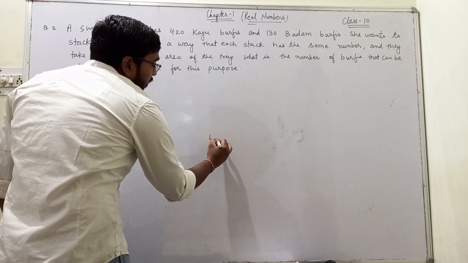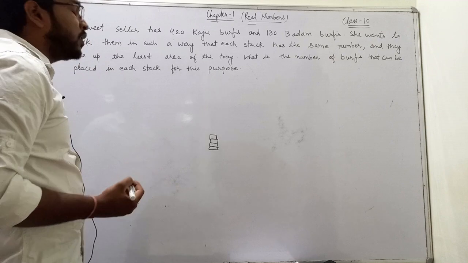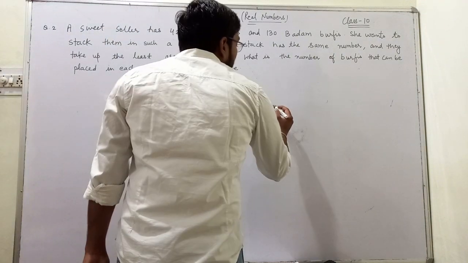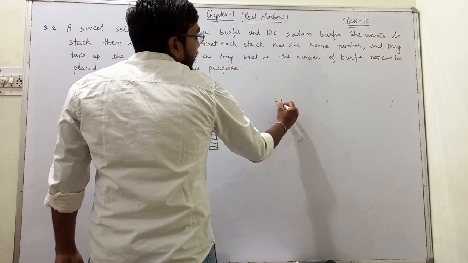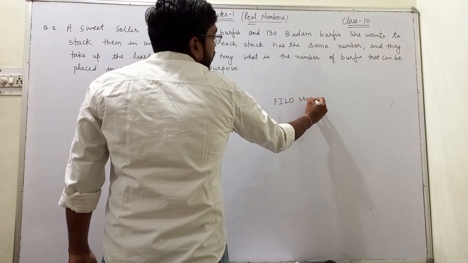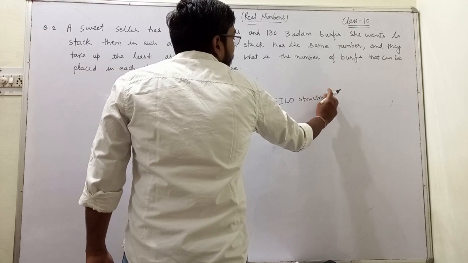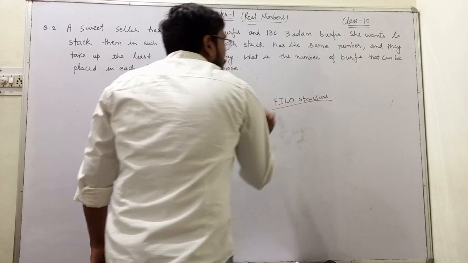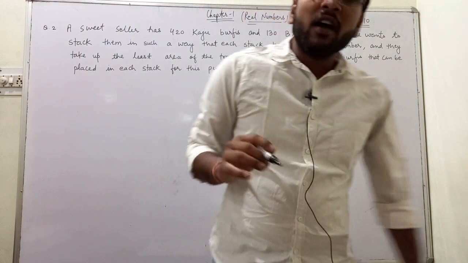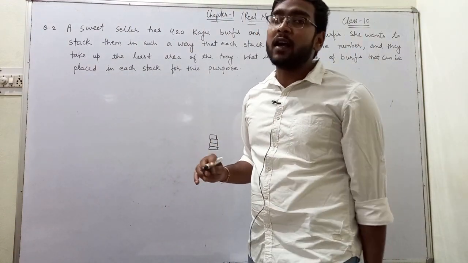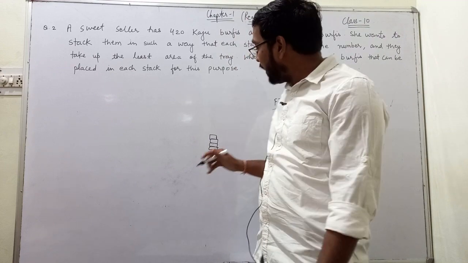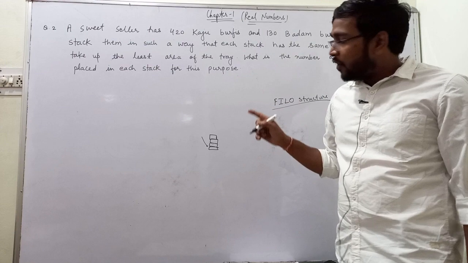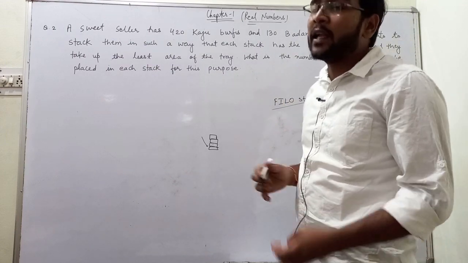This sort of an arrangement is called a stack. A stack is simple, it is also called a FILO structure. FILO stands for first in, last out. It means that the entry that was inserted first will be the last to be taken out.